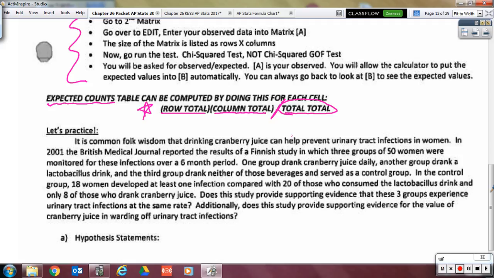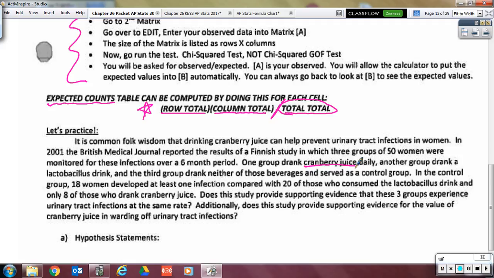It is common folk wisdom that drinking cranberry juice can help prevent urinary tract infections in women. In 2001, the British Medical Journal reported the results of a Finnish study in which 3 groups of 50 women were monitored for these infections over a 6-month period. One group drank cranberry juice daily. One group drank the lactobacillus drink daily.